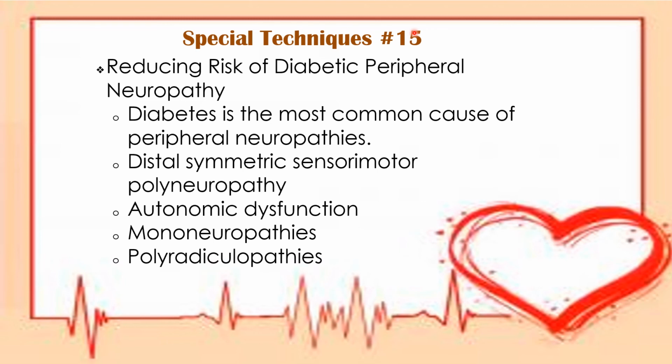Symptomatic patients report a burning electrical pain in the lower extremities, usually at night. The autonomic dysfunction or mononeuropathies and the polyradiculopathies, including diabetic amyotrophy, usually cause unilateral thigh pain and proximal lower extremity weakness.